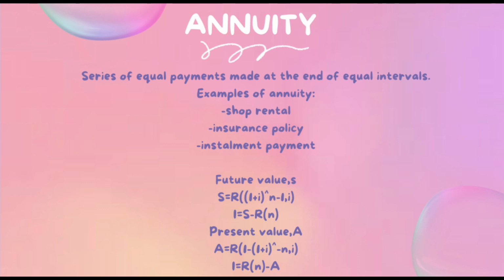For savings, we use the formula of future value, which is S equals R[(1 + i)^n minus 1] over i. And to find the interest for savings, I equals S minus nR. The present value formula to find the loan is A equals R[1 minus (1 + i)^(-n)] over i, and to find the interest for a loan, I equals nR minus A.